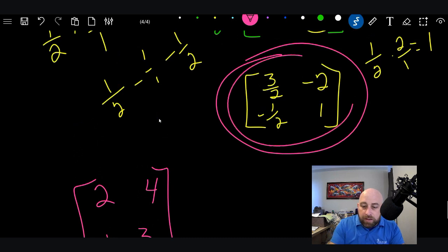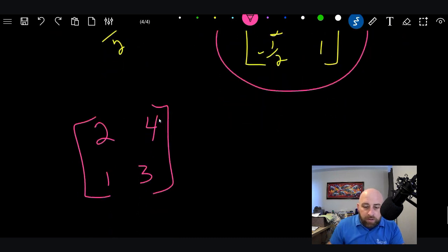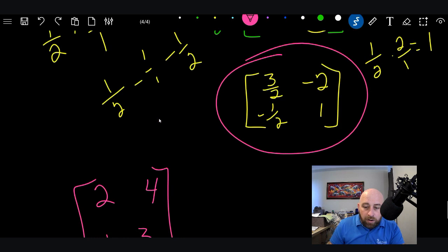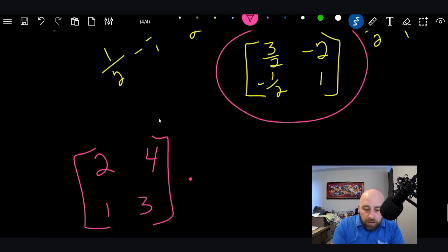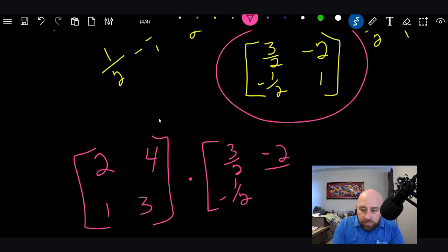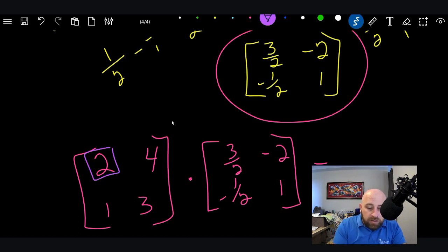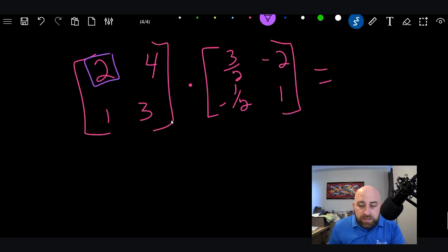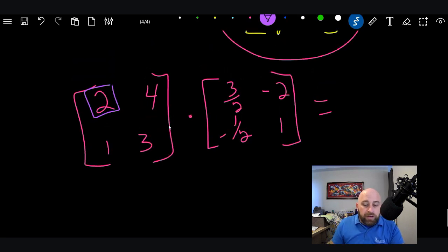Here's my inverse. So if I put my inverse right there and I multiply them together, so I multiply times this inverse, 3/2, negative 1/2, negative 2, 1. Okay? And what is that going to give us? Well, let's take a minute and do it, and let's see. 2 times, remember how to do this? This is not easy, so we have to remember how to multiply this out.